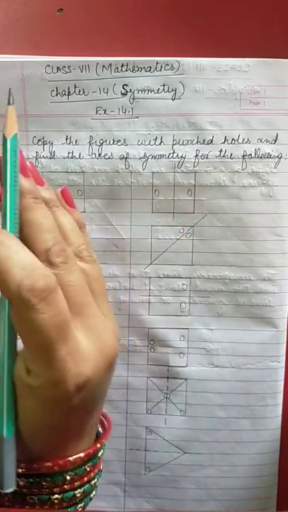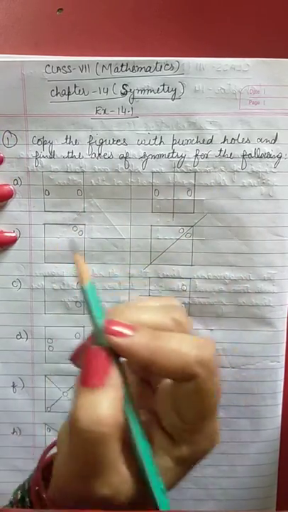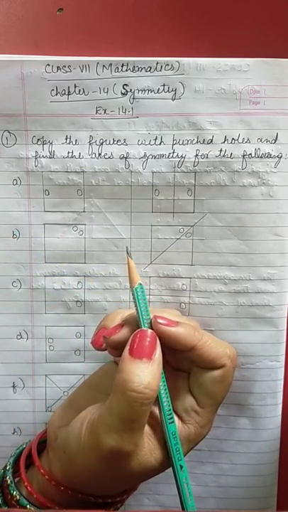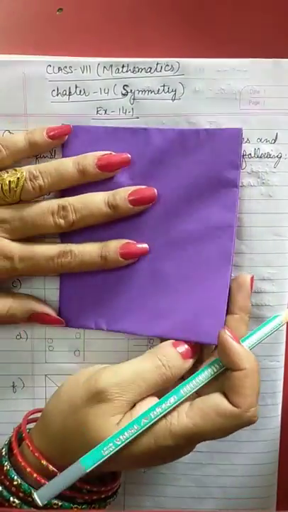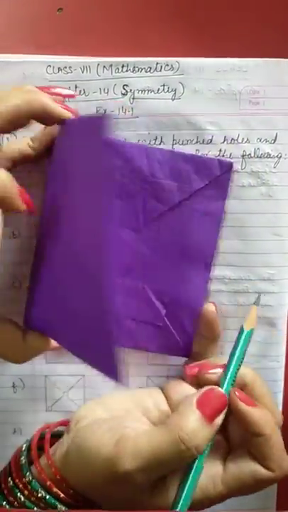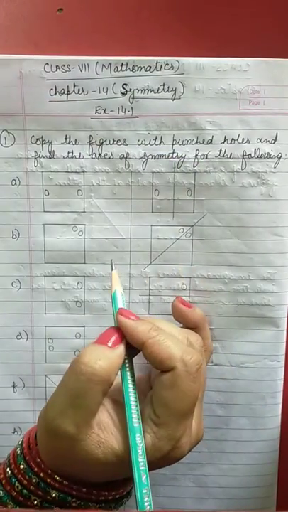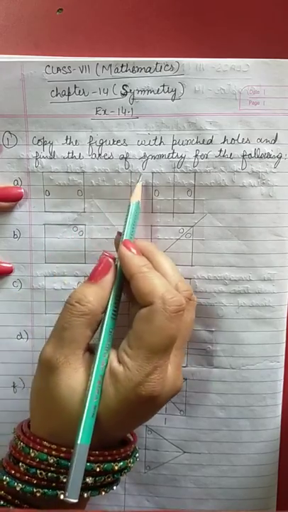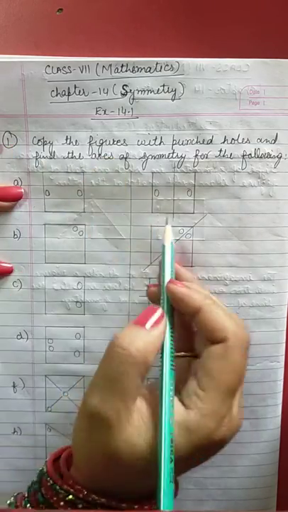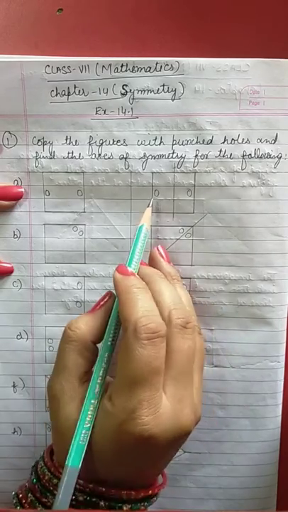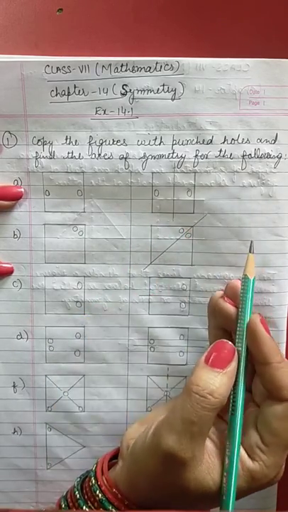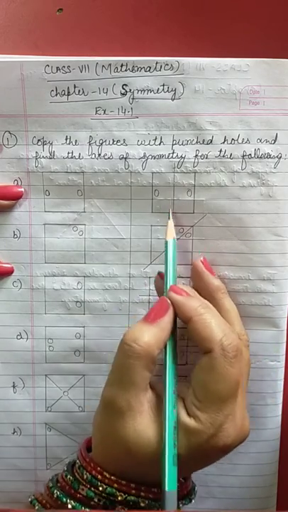So what we'll do here is fold them. When we fold them, these two circles will overlap. For example, if I have this one rectangle, I will fold it in this way so that these two holes overlap. As I want to draw the axis of symmetry, I will fold them in this way. See, this is the line of symmetry, so that when I fold it this way, these two circles will overlap. Fine. So this is its line of symmetry.